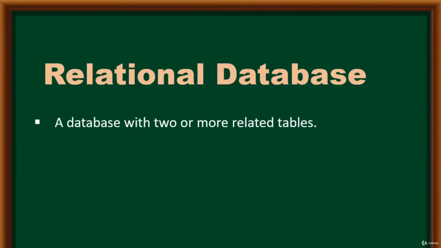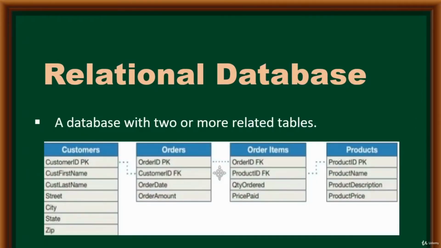Next, I want to introduce you to the concept of a relational database. A relational database basically is a database where two or more tables are related. So I'm going to show you a quick illustration. This is an illustration where we have several tables in the database. So customers is one table, orders is one table, order items is another table, products is another table.